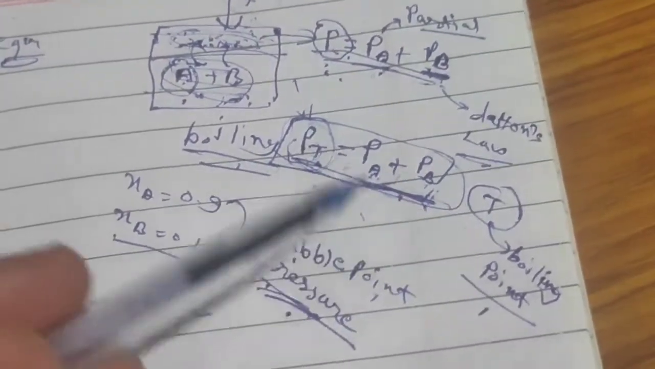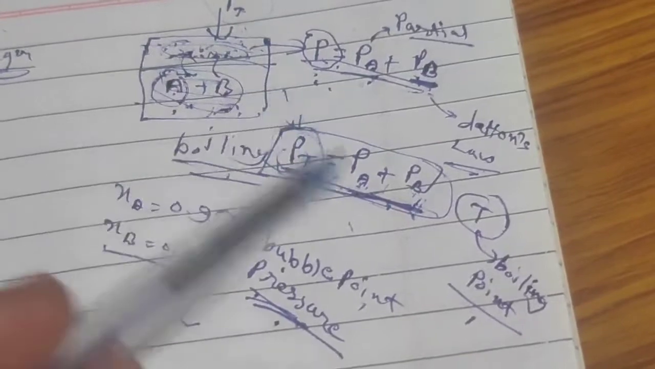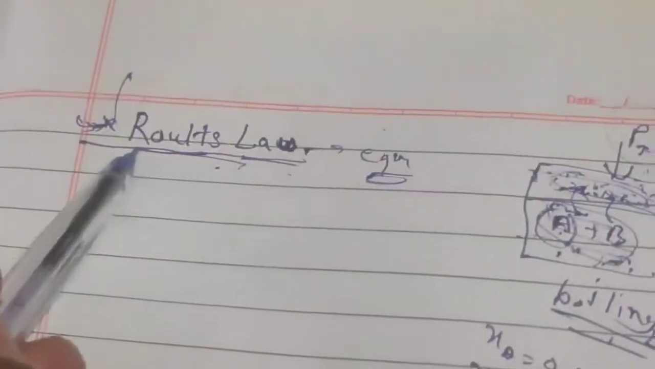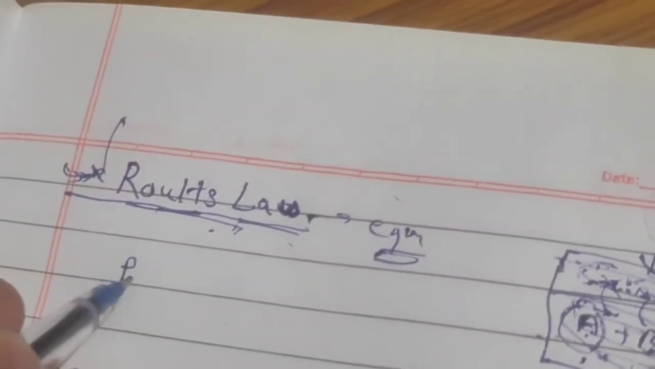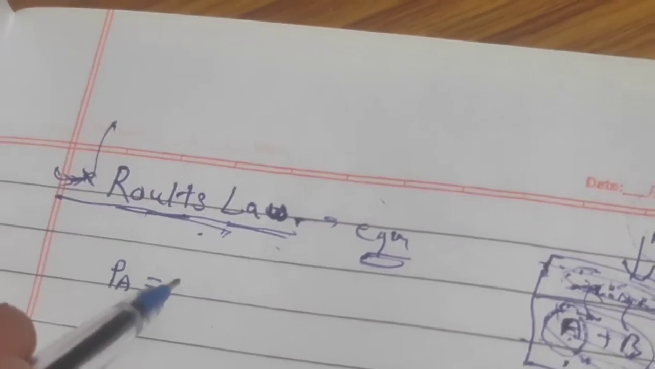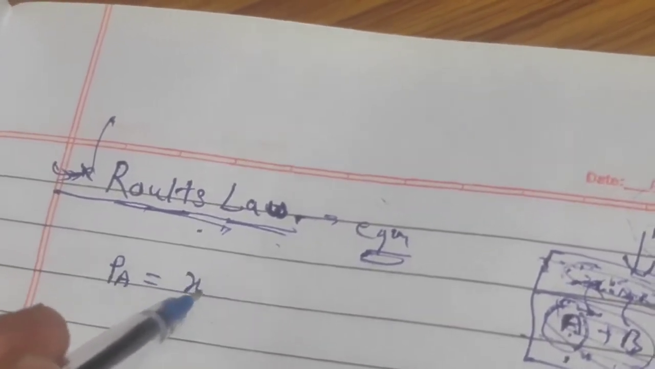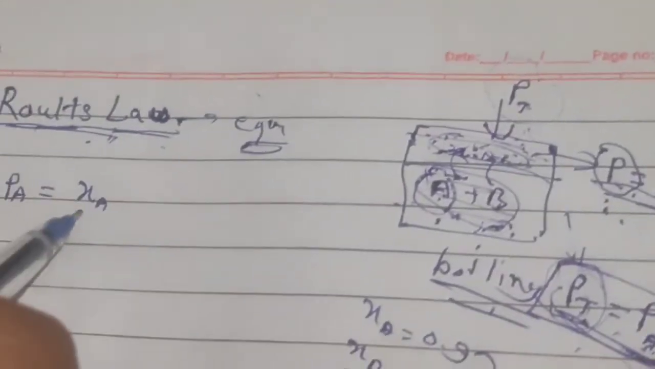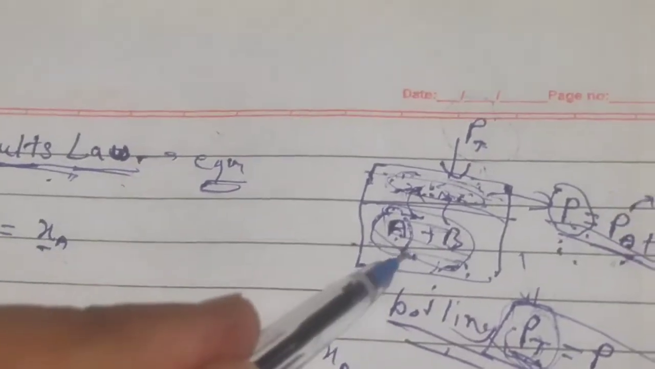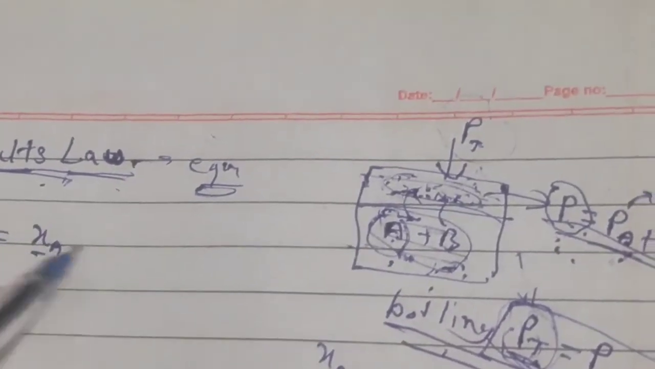Now the thing is how to calculate the partial pressure, and here comes the role of this law, Raoult's law. And this law tells us the PA, and it says that this is equal to the mole fraction in the liquid. I'm assuming x represents mole fraction in liquid. XA means of the A.